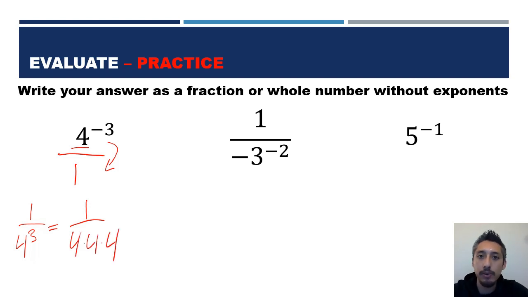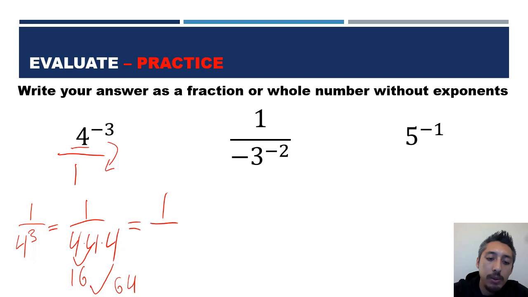Again, that's 4 times 4 times 4 because of the 3, because of our exponent. And again, please make sure that you're doing this by hand. 4 times 4 is 16, and 16 times 4 is 64. So our final answer for this first problem is 1 over 64.